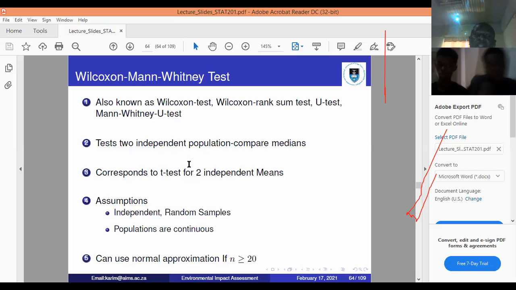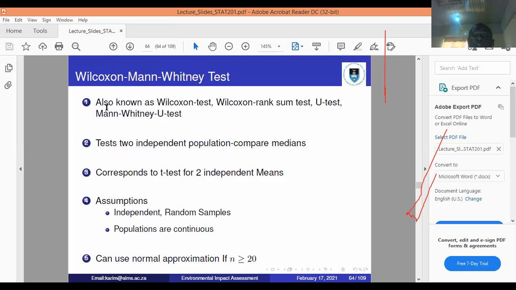Now, let's start with the Wilcoxon-Mann-Whitney test or the U test. You can see that all these names are associated with the Wilcoxon test. So any of these names that you happen to come across, they are referring to the same thing.